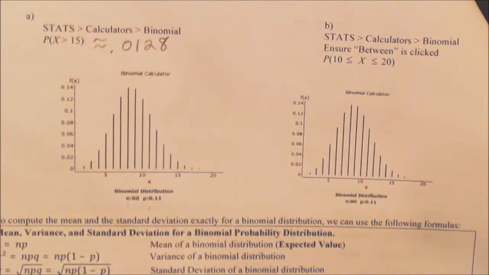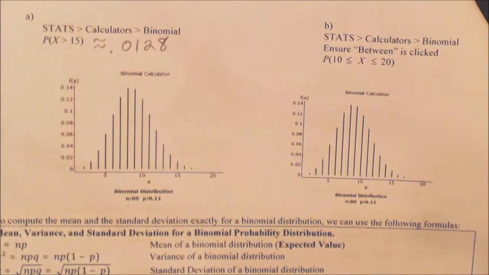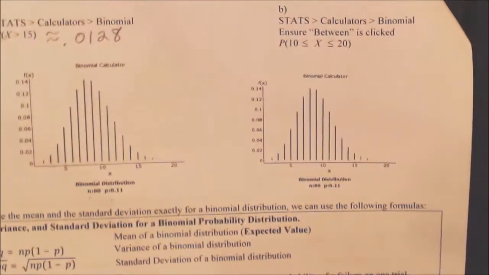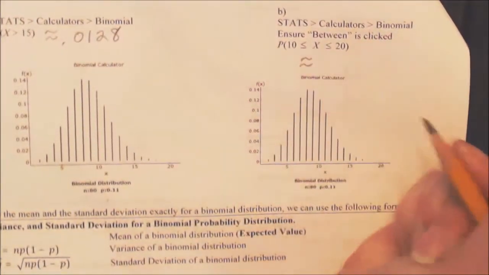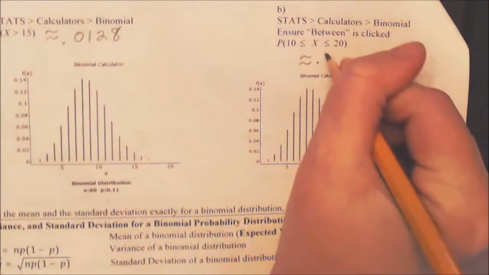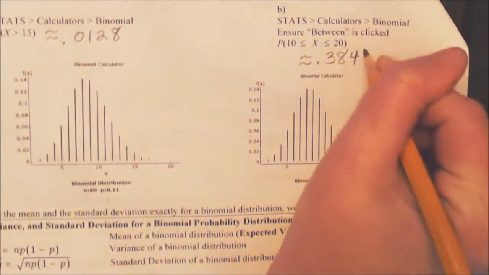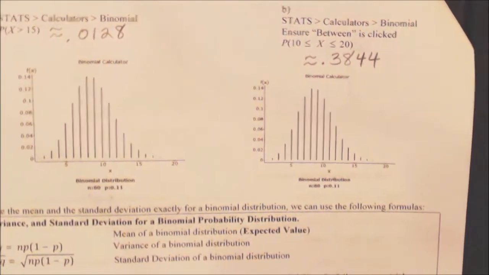Again, go into StatCrunch, do this with me on your laptop, and put in the information. N is still 80, the probability of one success is still 11%. Now you have to click on the between option, and then put in your lower bound of 10 and your upper bound of 20 and click compute. When you do that, you should get a probability that's approximately equal to 0.3844, rounded to 4 decimal places.